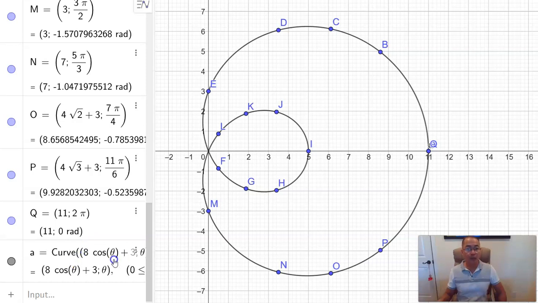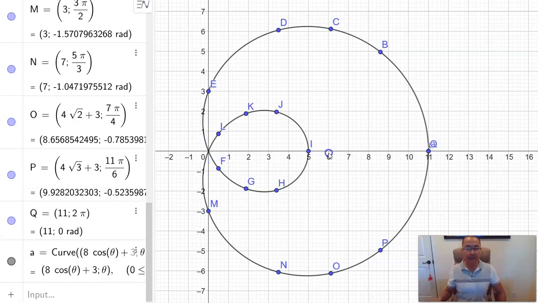And of course, we asked GeoGebra to graph the polar equation using the curve command, or you can just enter r equals 8 cosine theta plus 3, and it will automatically plot it as a polar curve. Okay, so let's go back to our workroom and remember how we found the angles where we passed through the pole.